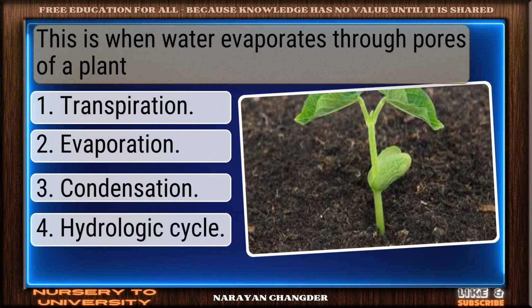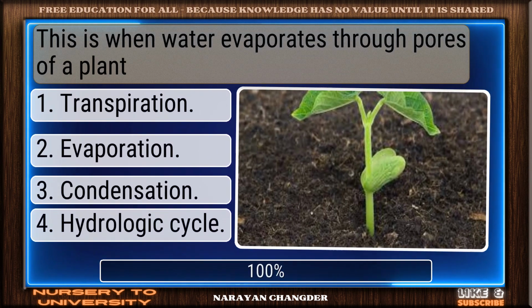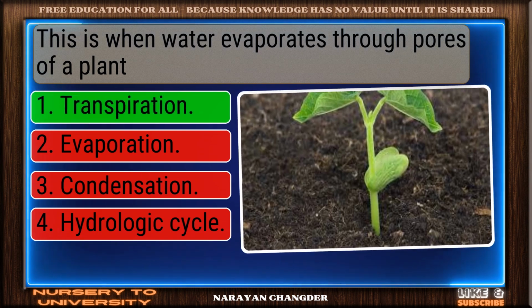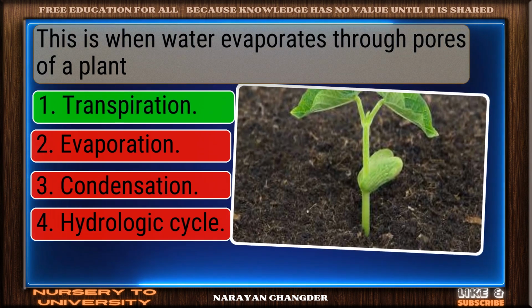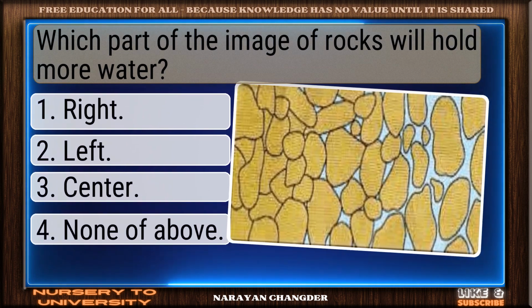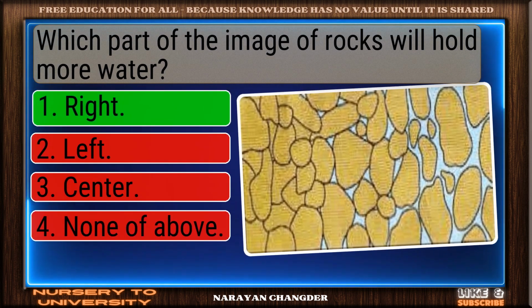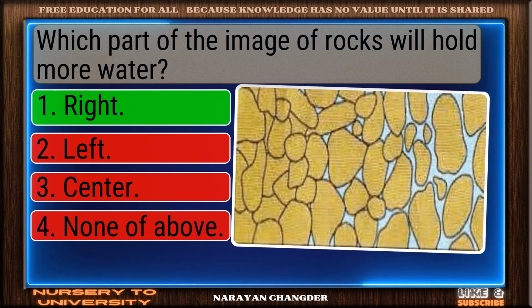This is when water evaporates through pores of a plant. Perfect. Transpiration is the correct choice. Which part of the image of rocks will hold more water? Valid point. Right is true.